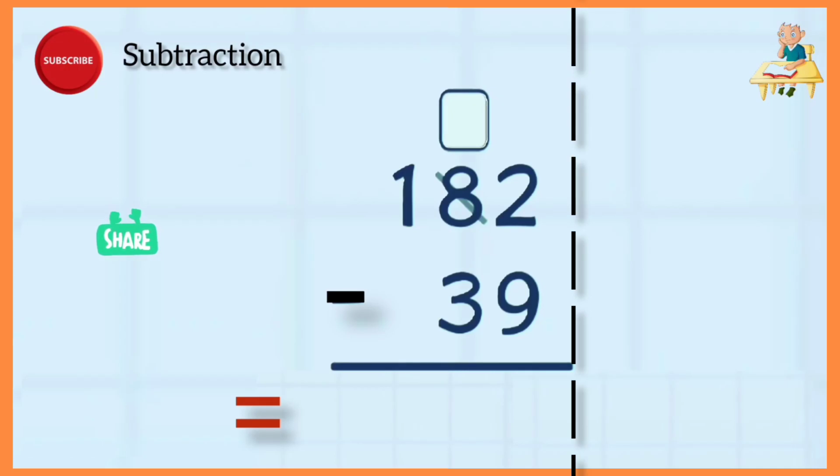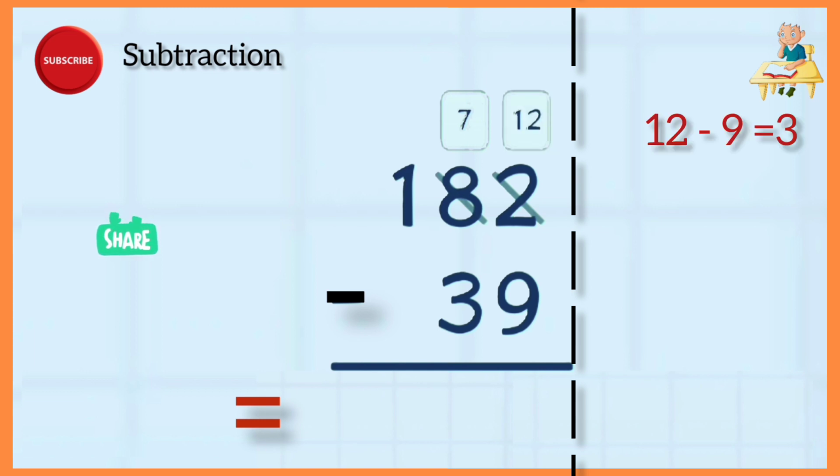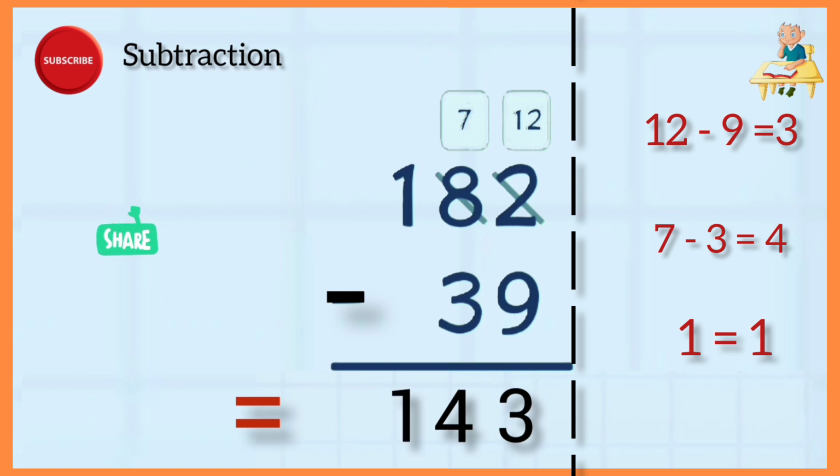182 minus 39. 2 is less than 9, we get 1 from next digit, and 10 plus 2 is equal to 12. 12 minus 9 is equal to 3. 7 minus 3 is equal to 4. 1 is equal to 1.